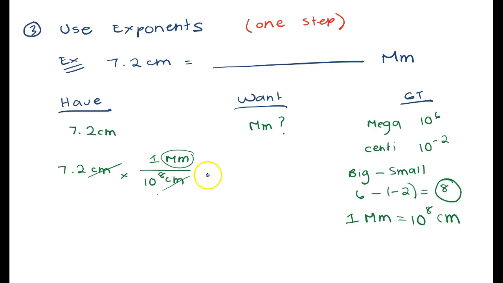I'm left with megameters. Since I am dividing by 10 to the 8, it's the same as saying 10 to the 0 minus 10 to the 8. Okay, so 0 minus 8. So that's going to give me 7.2 times 10 to the negative 8 megameters. Notice that we get the exact same answer, we just used a different way to do it.